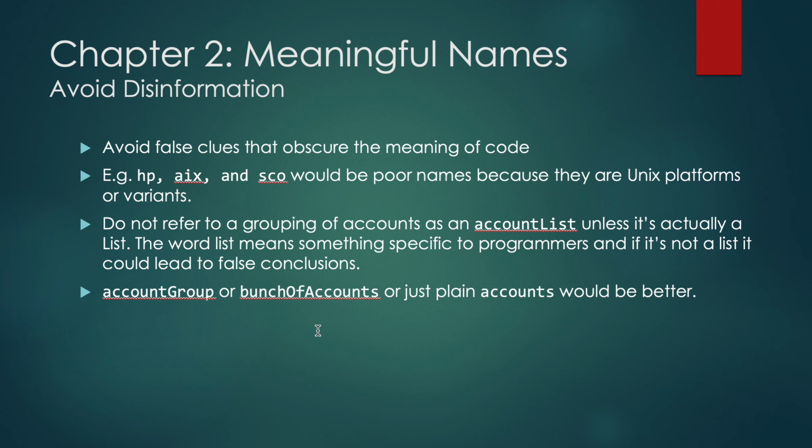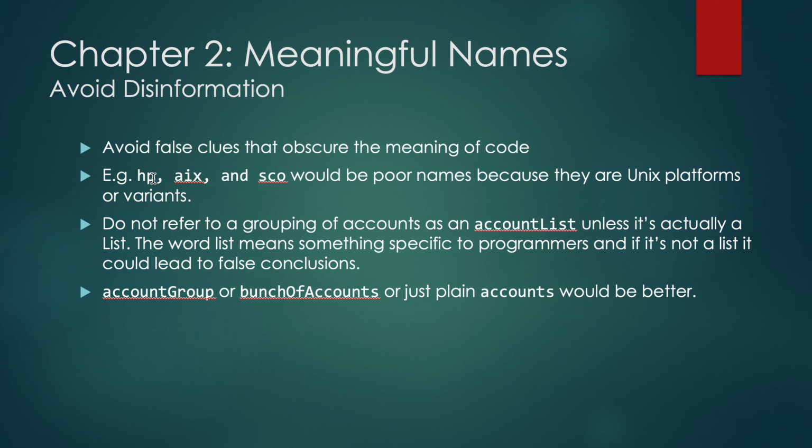The second part of this chapter is avoiding disinformation. So avoid false clues that could obscure the meaning of the code, right? For example, HP, AIX, and SCO would be poor names because they are Unix platform or variants. So if you name something, let's say a hypotenuse, as HP, this could give false information that it's something to do with the Unix platform. So avoid doing something like that. Be wary of making sure that your names are not misleading or ambiguous.